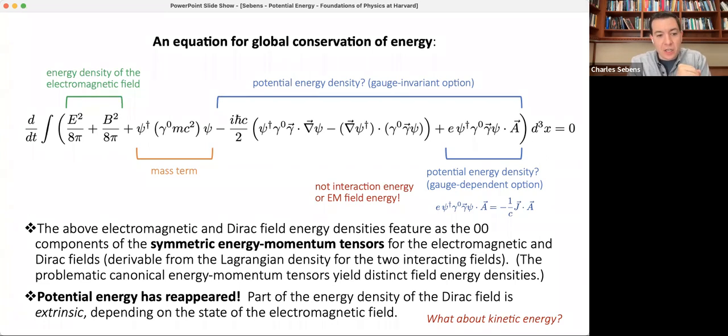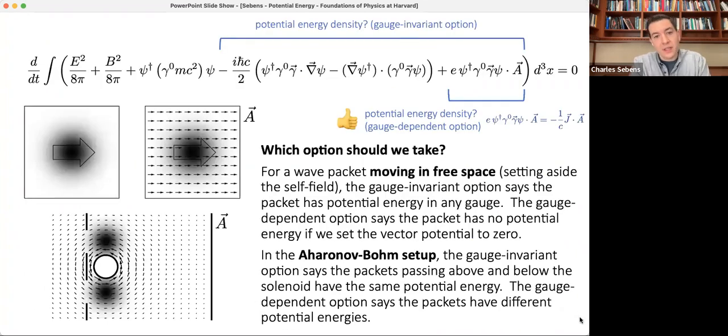Okay, so at this point, I think potential energy has reappeared. We seem to have a potential energy density for the Dirac field. I mentioned earlier how that was possible, how even if you assign the electromagnetic field an energy density of E squared over 8 pi plus B squared over 8 pi, there could be electromagnetic potential energy in matter. And here we see a concrete example of how that could occur. Okay, good. Should we take the big cluster of stuff to be the potential energy density, or should we take just -1 over C J dot A to be the potential energy density?